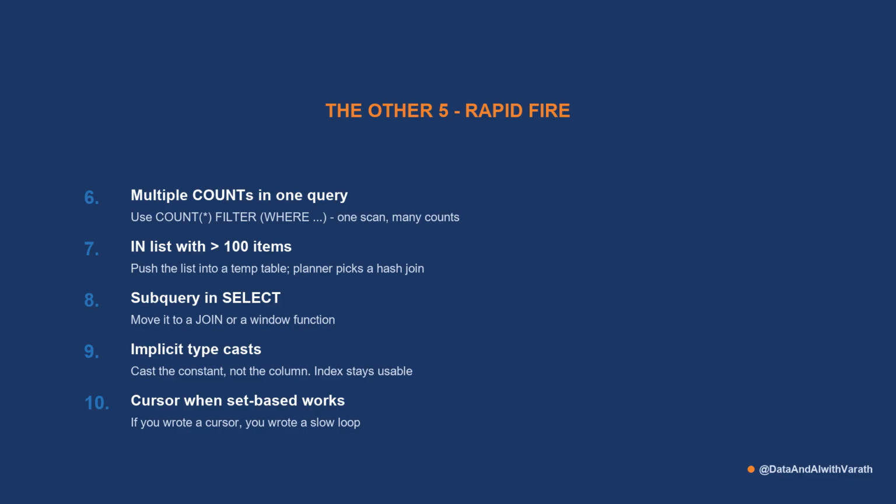Rapid fire on the other 5. 6. Multiple count in one query. Use count filter for one scan, many counts. 7. In list with over 100 items. Push it into a temp table. 8. Subquery-in-SELECT. Move it to a join or a window function. 9. Implicit type casts. Cast the constant, not the column. 10. Cursors. If you wrote a cursor, you wrote a slow loop.